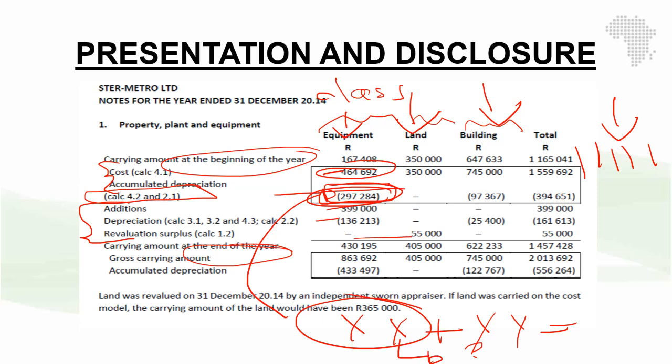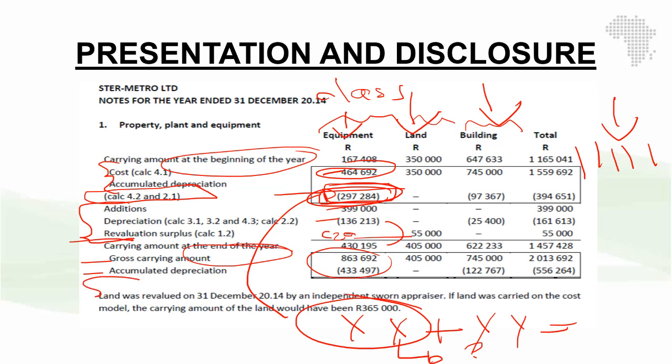If there were any derecognitions, this is where my derecognition line item would come in, and then the user can see, oh okay, you derecognized machinery to the value of 20,000, for instance. Then they can see everything that happened during the year. And then you have your closing balance information. Once again, you split between cost or gross carrying amount. The moment there is a revaluation involved, we just call it gross carrying amount, and you've got your accumulated depreciation.